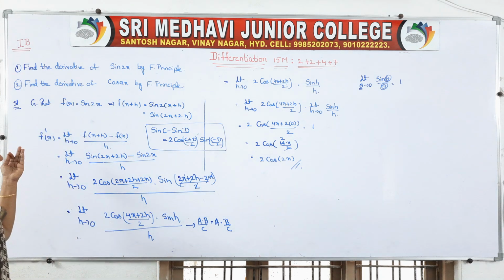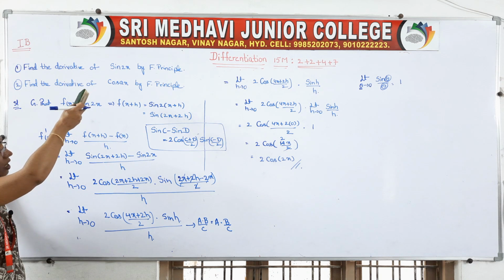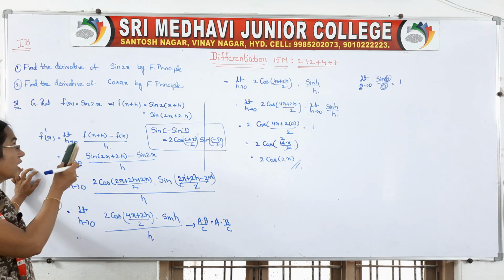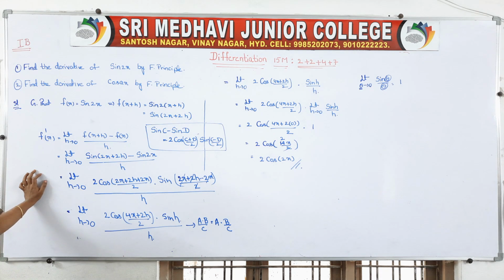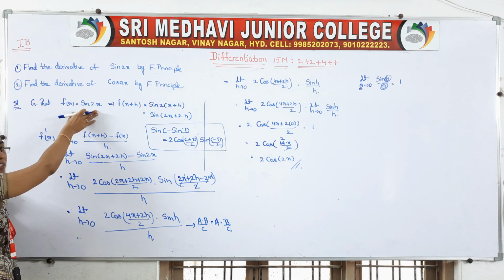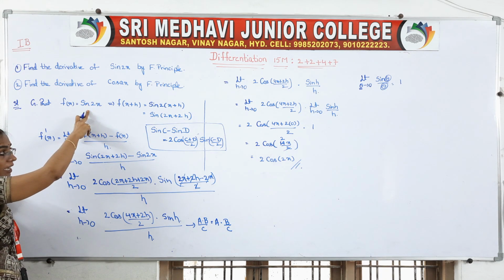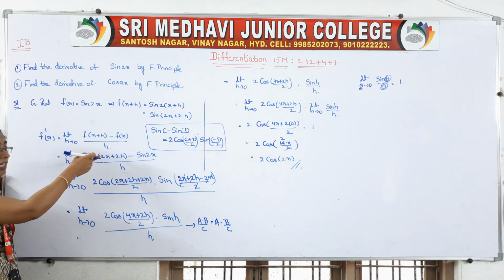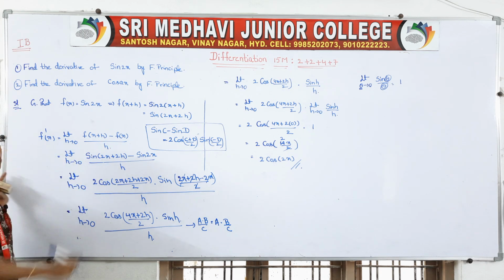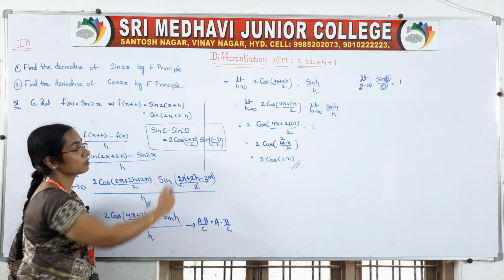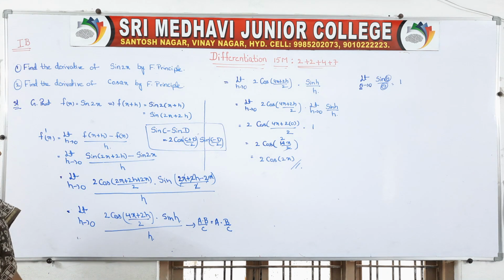By normal differentiation also, d by dx of sin 2x is nothing but 2 cos 2x. So this is finding the derivative of sin 2x by first principle. How did we get this answer? First they have given sin 2x as the function, so you consider that as f of x. With that we can easily write f of x plus h. Once we got that, we applied a trigonometry formula: sin c minus sin d is 2 cos of (c plus d) by 2 into sin of (c minus d) by 2.